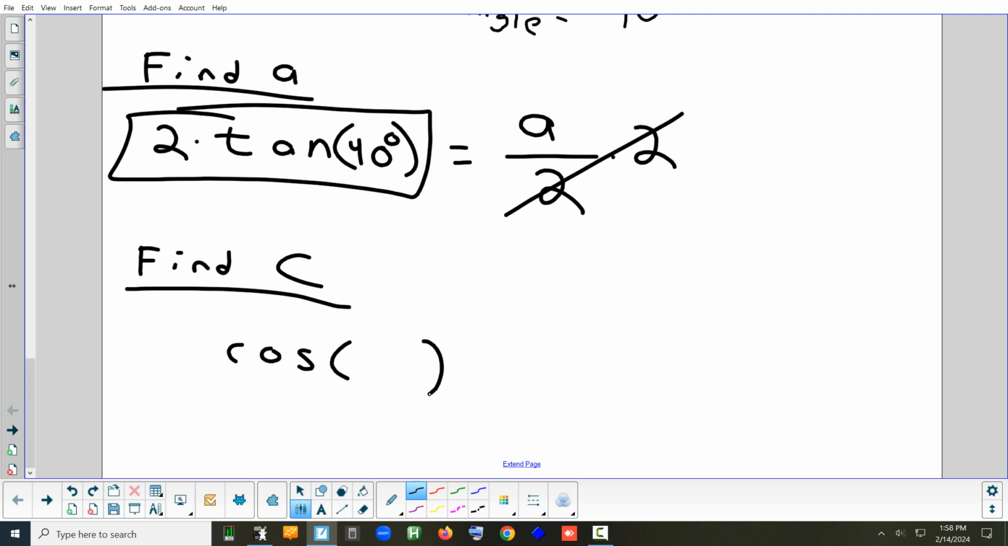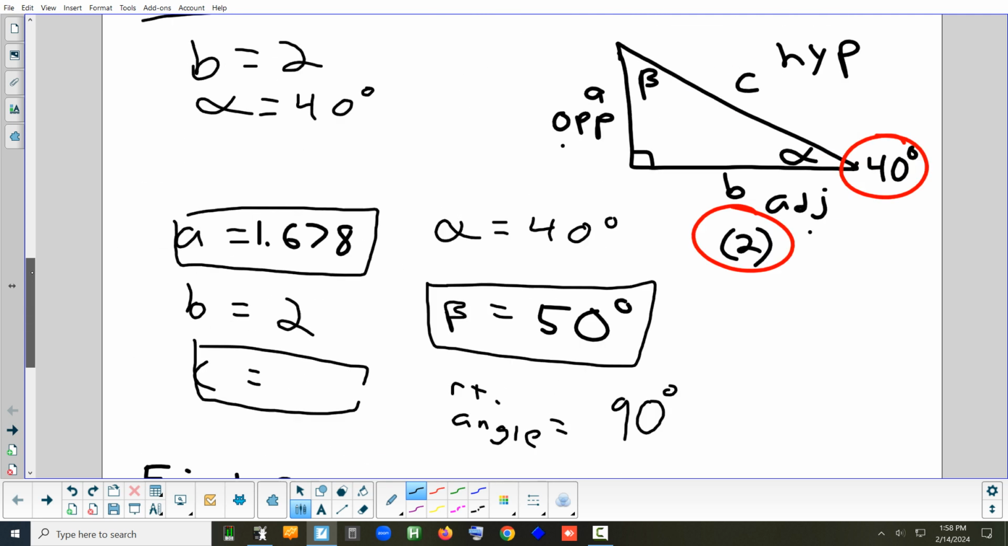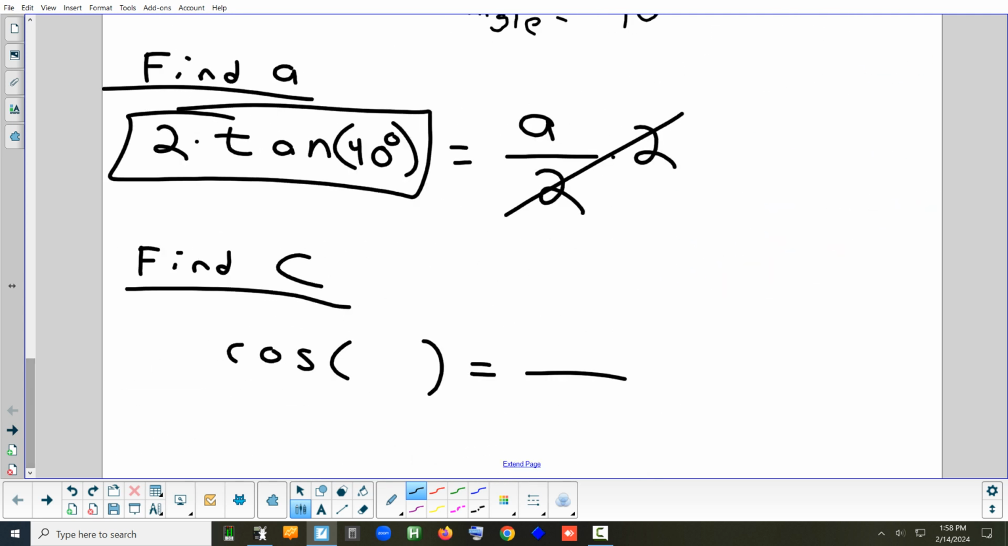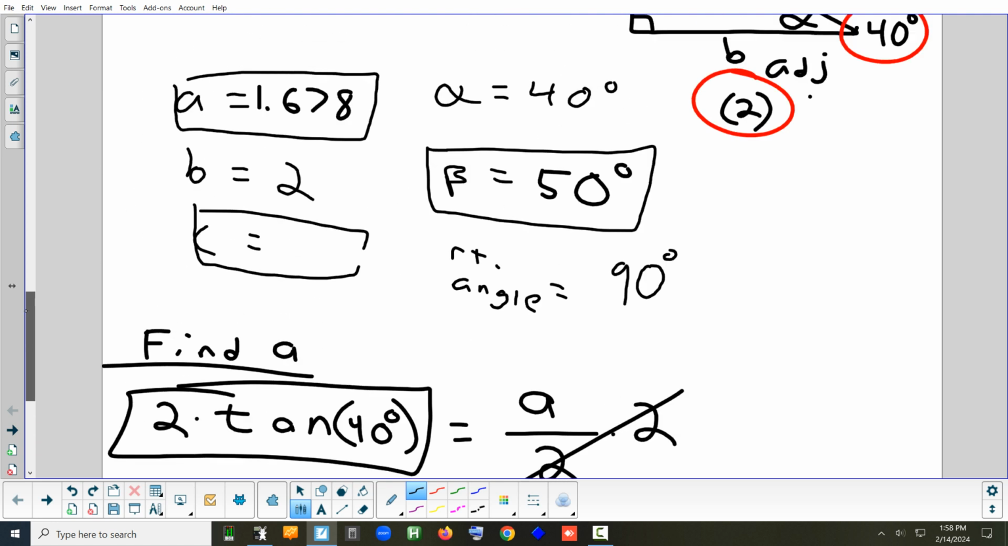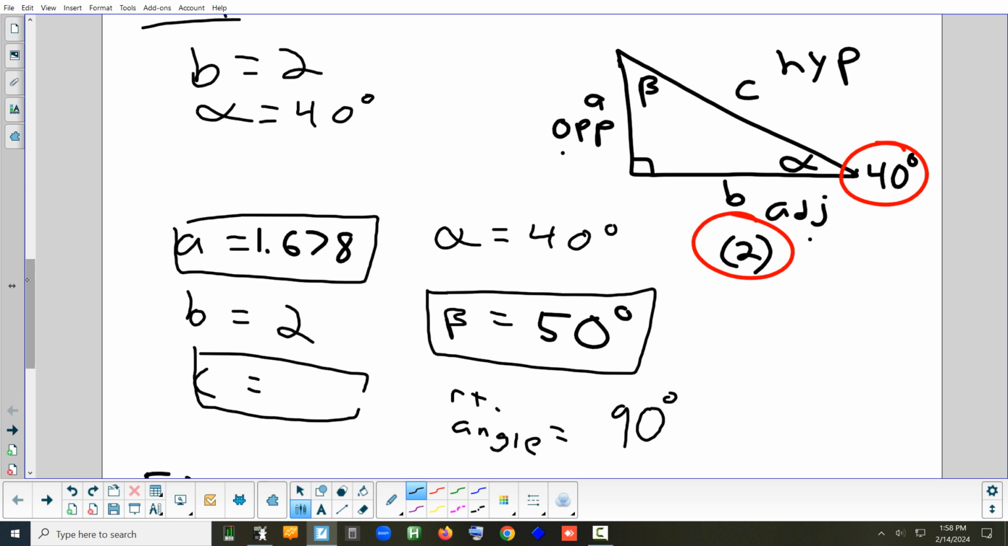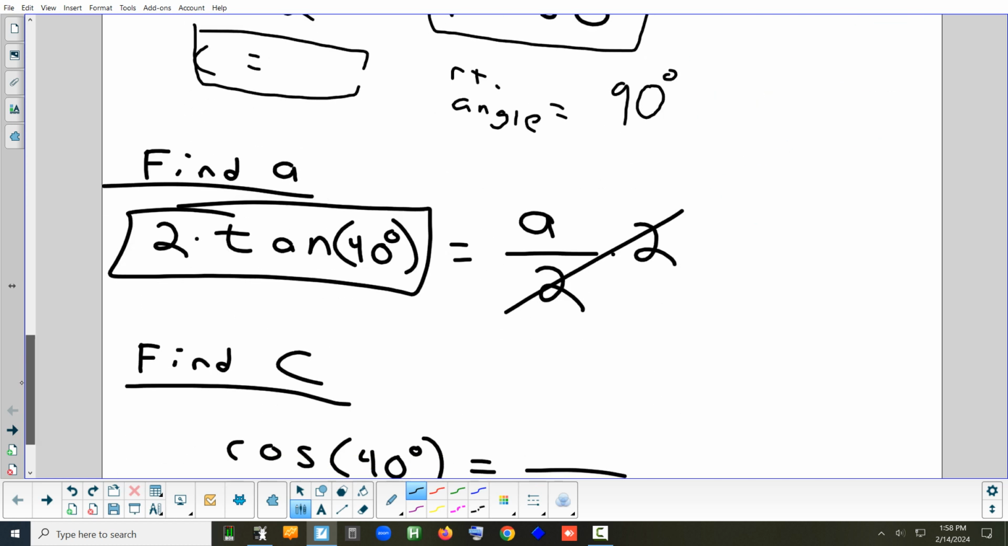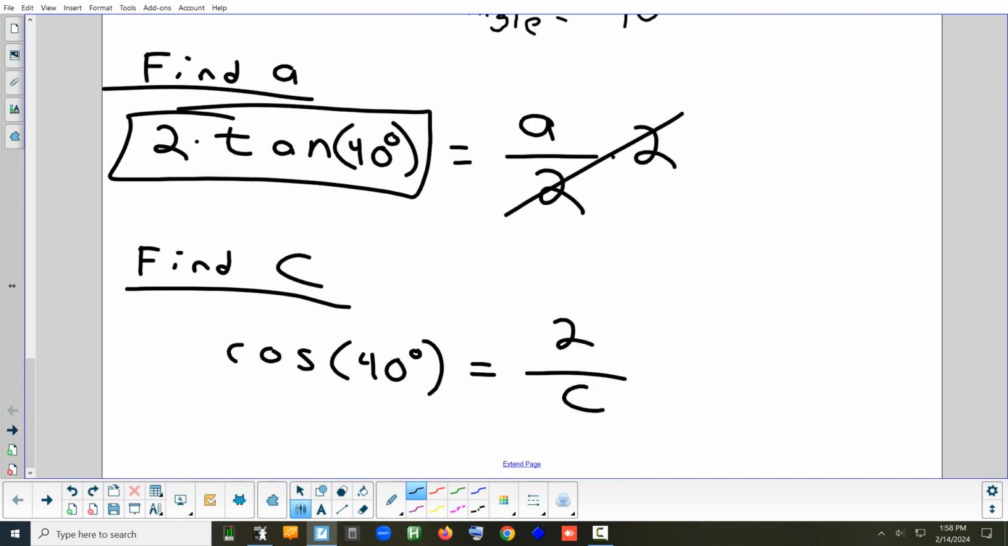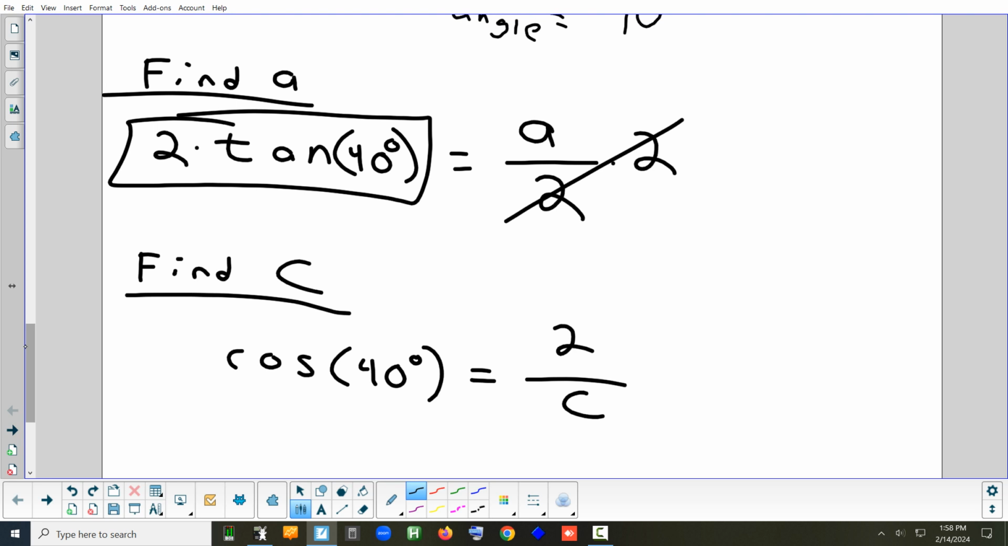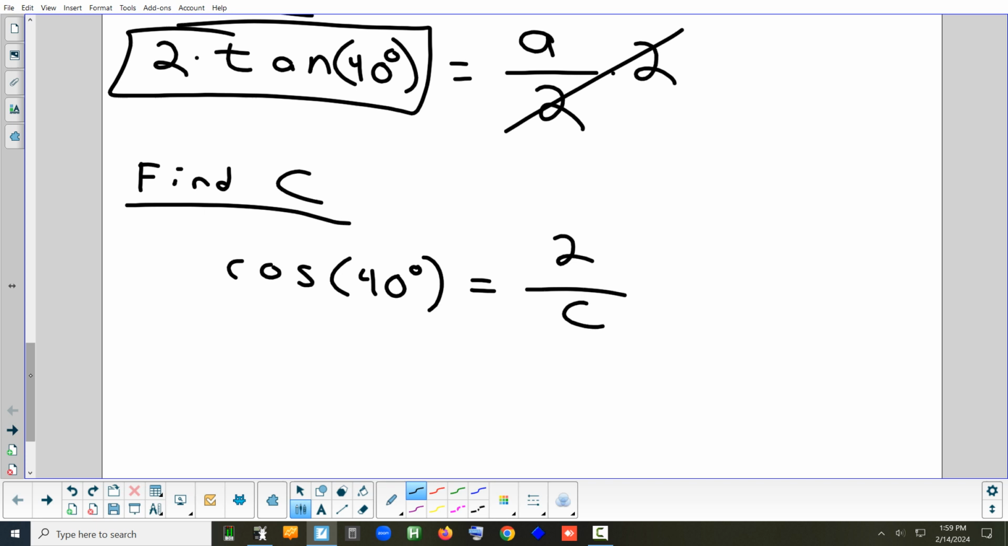So cosine. Leave room for the angle that you're going to fill in, and leave room for the fraction that goes on the other side. What's the angle that we're using? 40. Yep. Cosine is adjacent over hypotenuse. How long is the adjacent? 2. How long is the hypotenuse? C. Yep. So 2 over C. It's a little bit different. This time the number is in the top of the fraction. Last time it was in the bottom. But you still start out the same way.